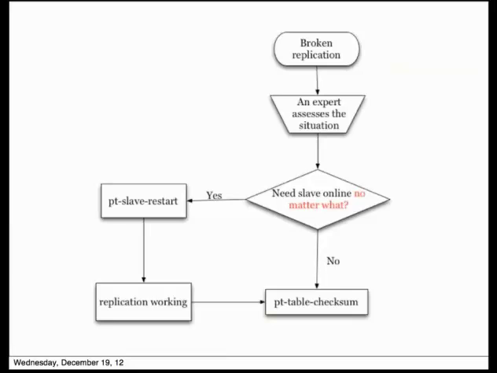If you have broken replication, the first thing that I recommend is having an expert in-house assess the situation before moving on. Before you do a manual skip counter, nothing. Just take a look at this, try to understand from your application's point of view why did data end up this way, what broke replication. Now, once you move to that step, if you really need the slave online, no matter what, and by no matter what I mean even if it has bad data, then you can use pt-slave-restart right away. It will start skipping errors, as many of them as there are, and get replication working. If you don't, well, you can go ahead and do pt-table-checksum and pt-table-sync.